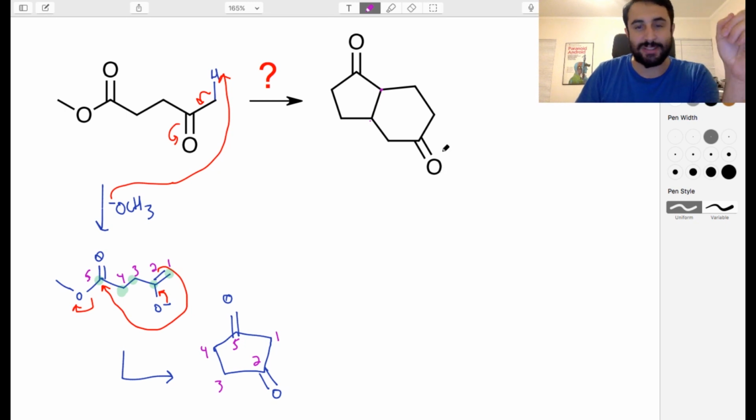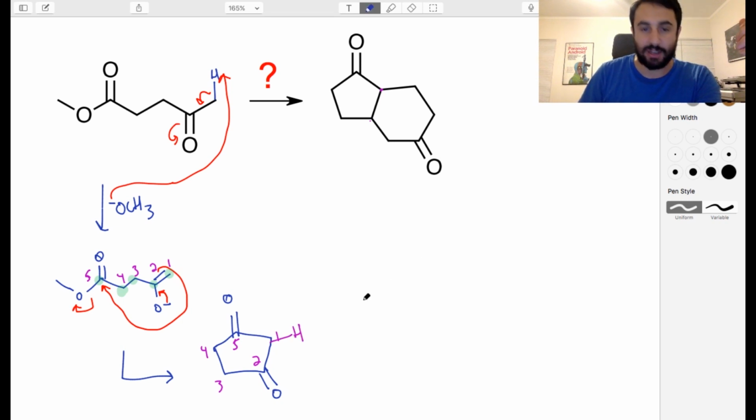And remember, a Robinson annulation is a Michael addition followed by aldol condensation. So we're going to want to attach this fragment, and we know that this is the carbon where all of the chemistry is going to happen. And we know that because this is alpha to both carbonyls, right? That makes it several orders of magnitude more acidic than these other carbons because the enolate is delocalized across both carbonyls. So we know that we're going to deprotonate right there.